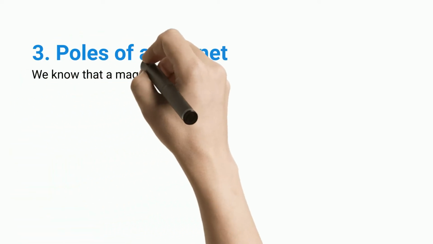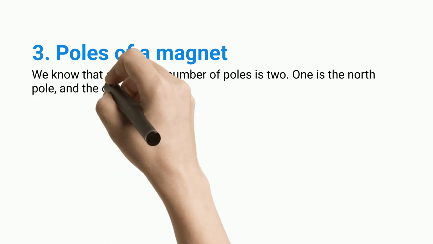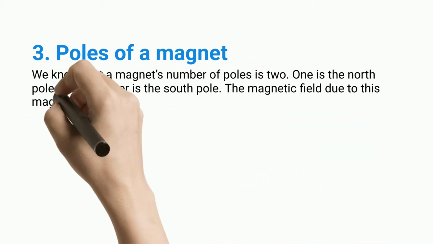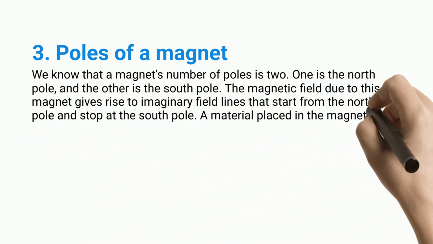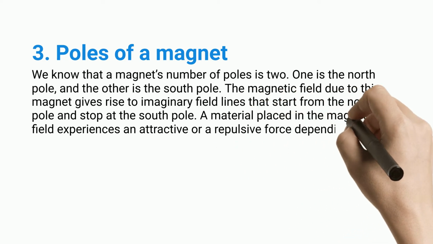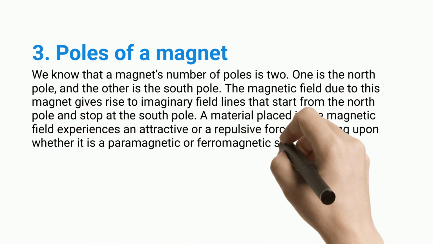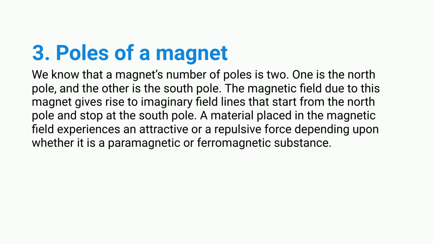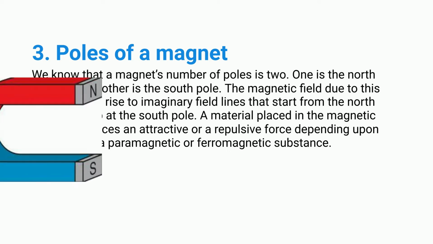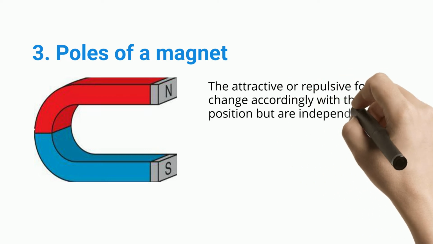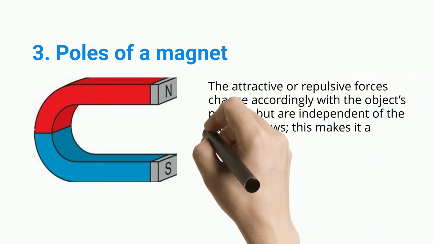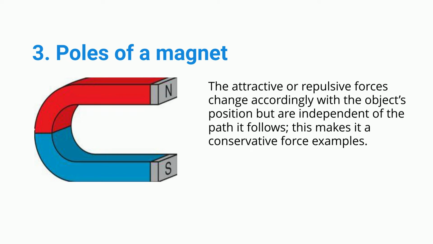3. Poles of a magnet. We know that a magnet has 2 poles. One is the North Pole, and the other is the South Pole. The magnetic field due to this magnet gives rise to imaginary field lines that start from the North Pole and stop at the South Pole. A material placed in the magnetic field experiences an attractive or a repulsive force depending upon whether it is a paramagnetic or ferromagnetic substance. The attractive or repulsive forces change accordingly with the object's position but are independent of the path it follows. This makes it a conservative force example.